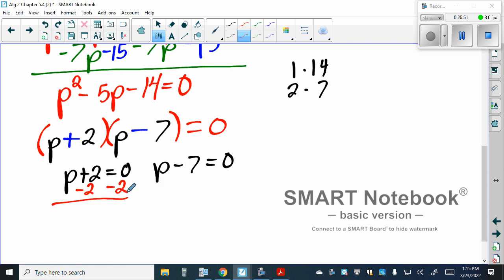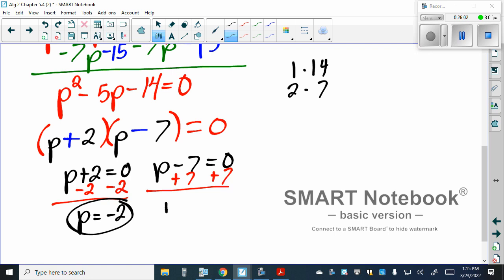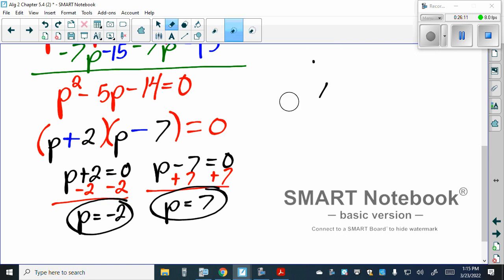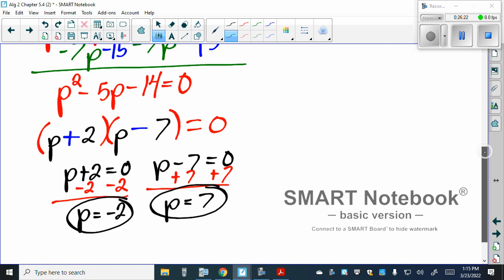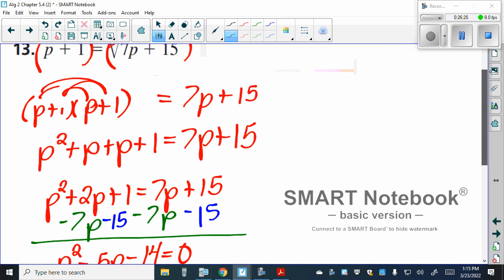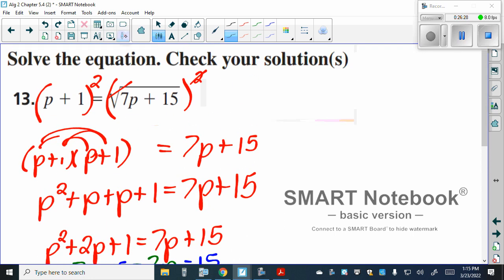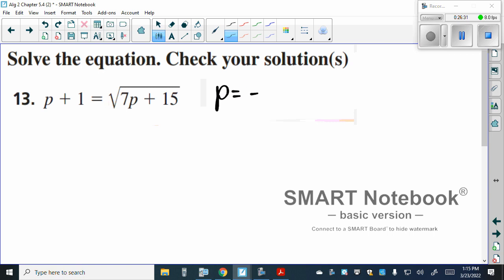And for the first one, we would subtract 2 from both sides, telling us p is equal to negative 2. And for the second one, we would add 7 to both sides, telling us p is equal to 7. And most likely, which one do we think is not going to work? The negative 2. Most likely it's not going to work. But it's still good to check these two here, back in the original problem. P equals negative 2 and 7.